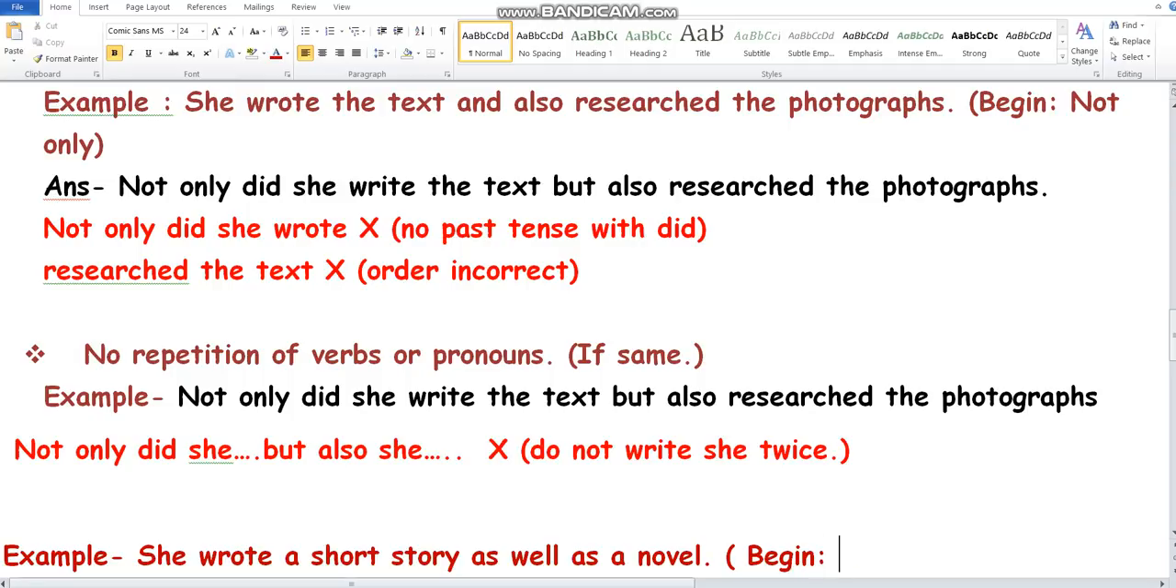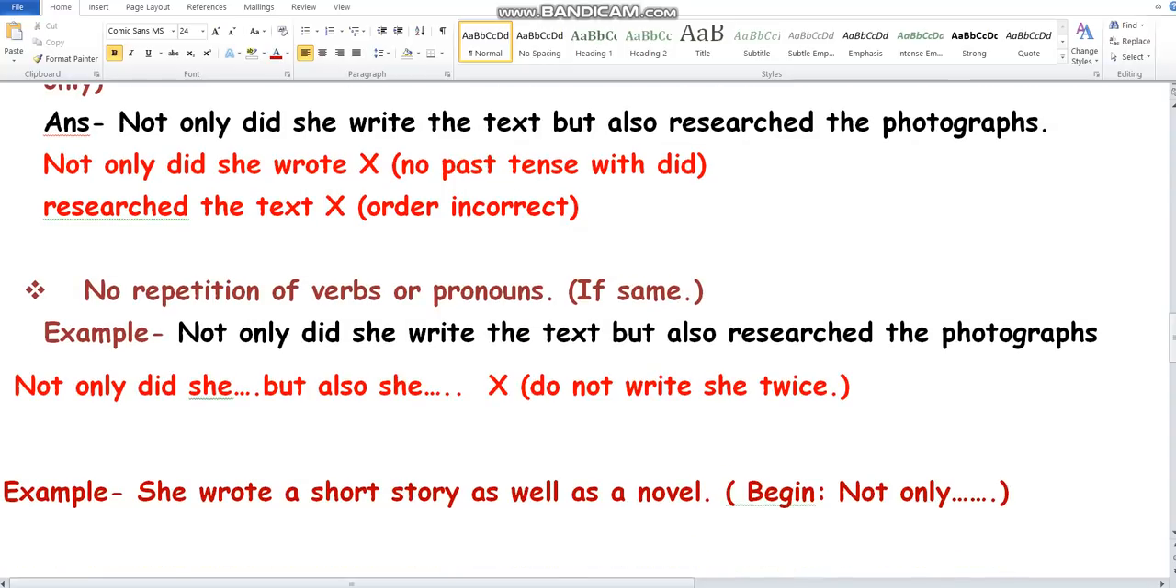Begin, not only. Here, we're talking about the same girl. She wrote two things. Okay? So the action is also the same and the person is also the same. What is the action? Wrote. The sentence is in past tense. What did she write? She wrote a short story as well as a novel.